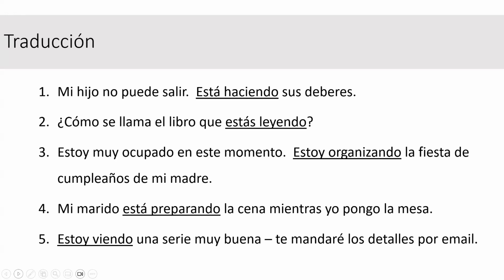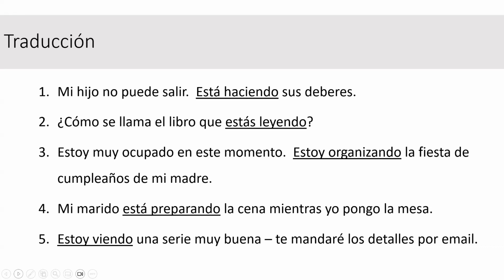Each of these sentences has a present continuous underlined. Do you notice the similarity between them all? Está haciendo. He is doing. Estás leyendo. You are reading. Estoy organizando. I am organizing. Está preparando. He is preparing. Estoy viendo. I am watching. What's the similarity in the English? I hope you've picked it up so far. It's the ing at the end.